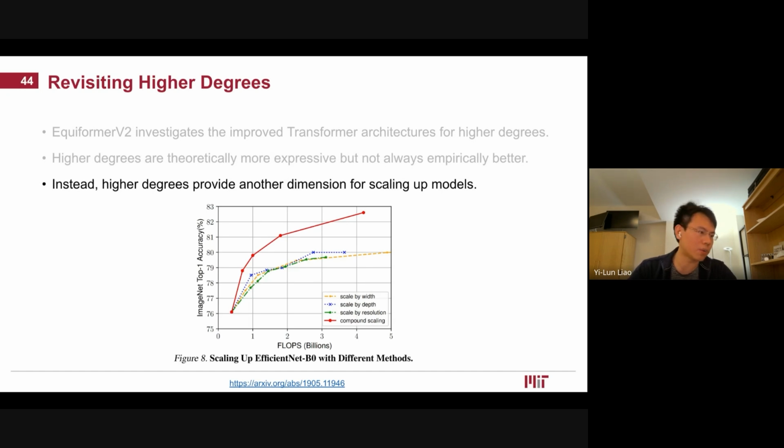But instead, higher degrees provide another dimension to scale our models. As shown in previous work like EfficientNet, we need to scale multiple dimensions to get better performance gains. So here in this figure, on the y-axis is the ImageNet top-1 accuracy. The x-axis is the inference cost in terms of FLOPs. This shows that compound scaling, corresponding to the red curve here, where they scale width, depth, and resolution together, can boost the accuracy much faster than just scaling a single dimension.